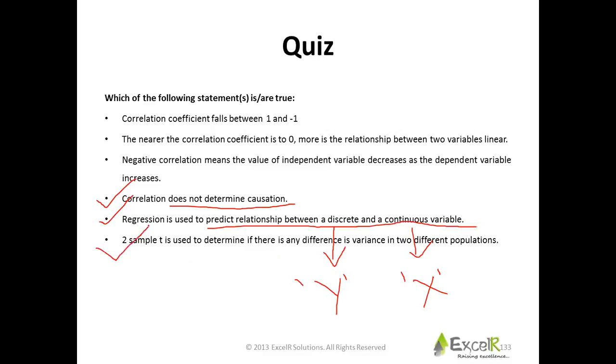And the last thing is, two-sample t-test is used to determine if there is any difference in variance in two different populations. Is that true or false?